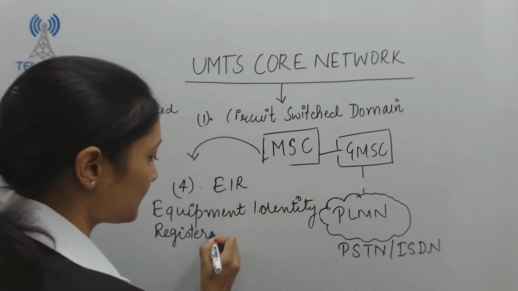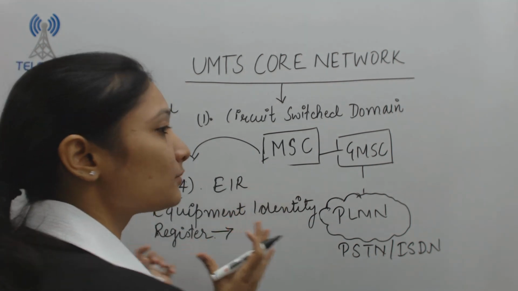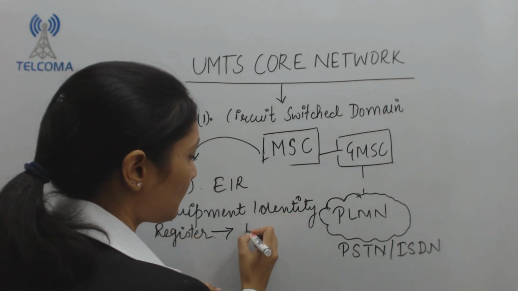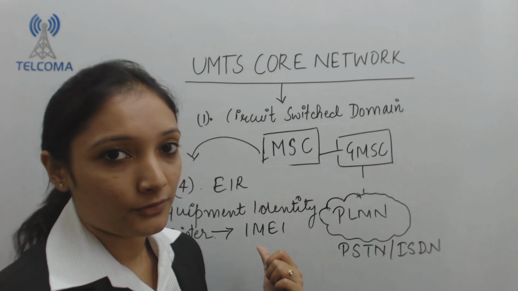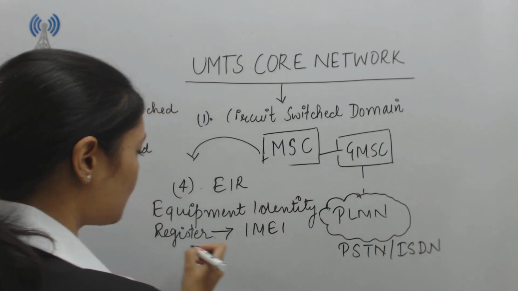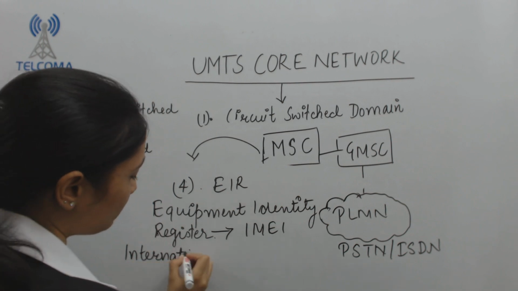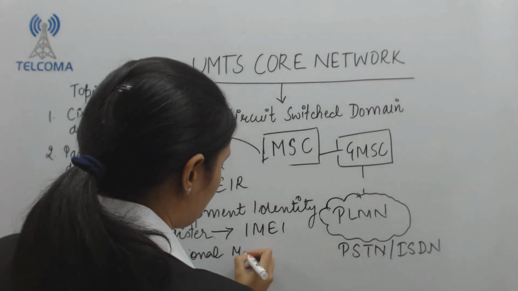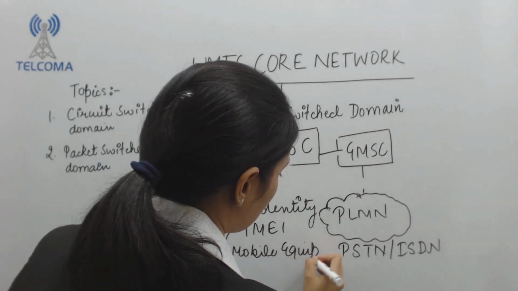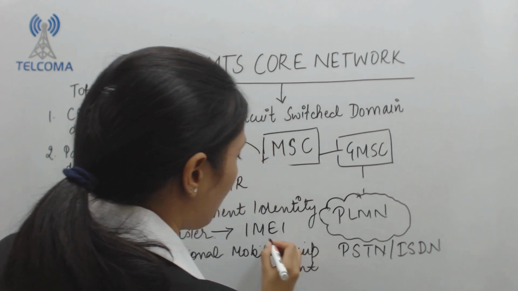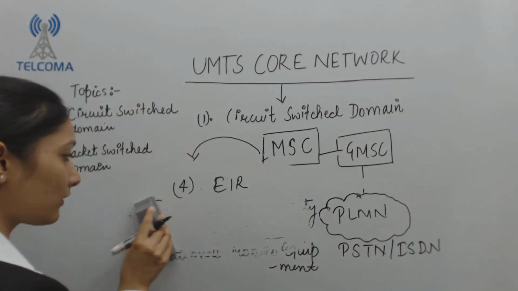So for that purpose, the parameter which is involved to check the validity of a particular equipment used by the user is IMEI. Now, what does this IMEI refer to? IMEI refers to international mobile equipment identity register.